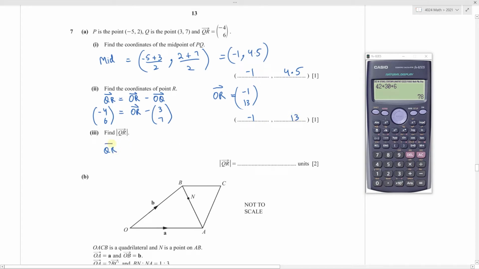Magnitude of QR will be, QR is this, -4 squared plus 6 squared and square root. So 4 squared is 16, 6 squared is 36, and square root of this will be 7.21 units up to 3 significant figures.